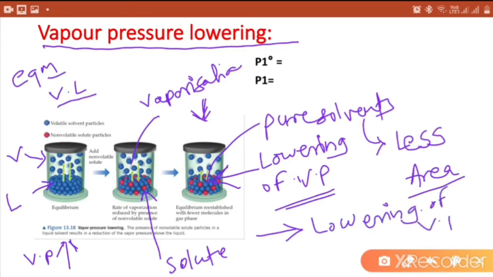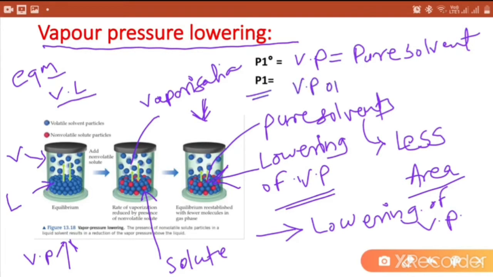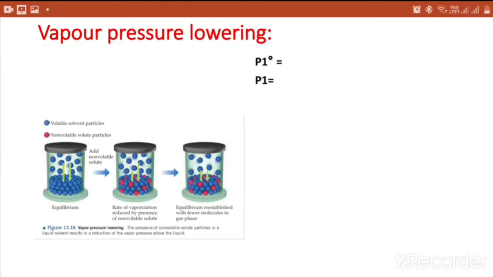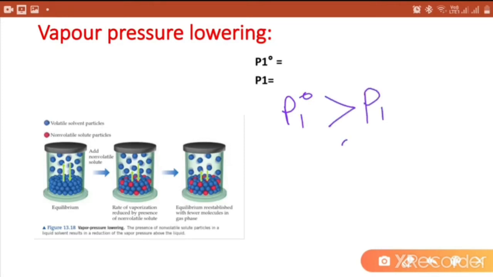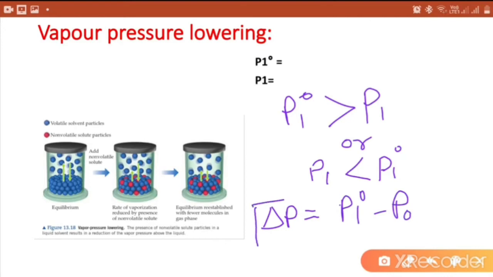Lowering of vapor pressure takes place when P1 0 is the vapor pressure of pure solvent and P1 is the vapor pressure of solution, then P1 0 is greater than P1, or P1 is less than P1 0, and the difference in pressure, the lowering, is equal to P1 0 minus P1. This is called vapor pressure lowering.